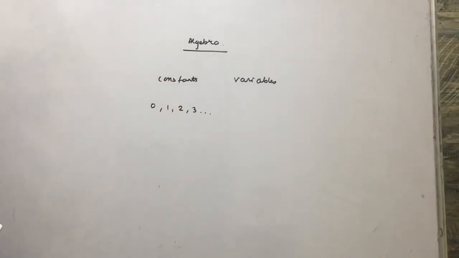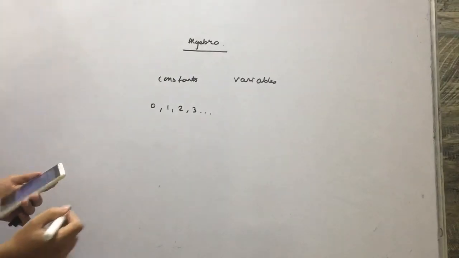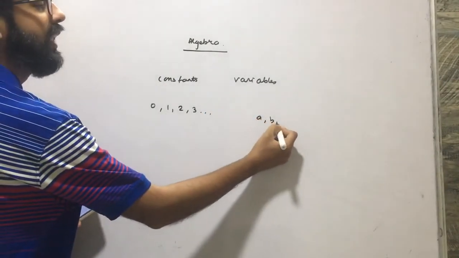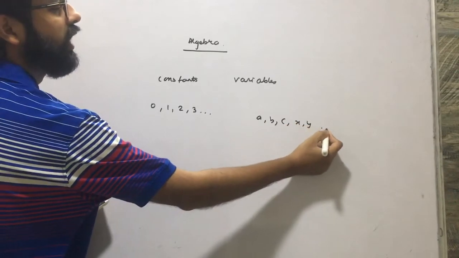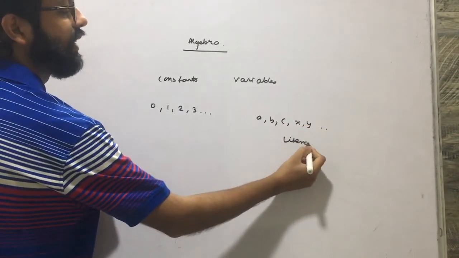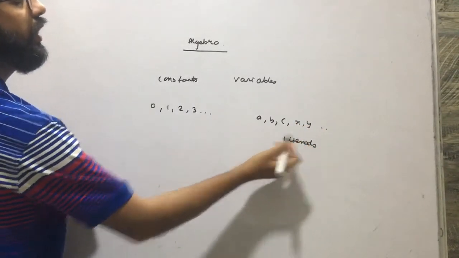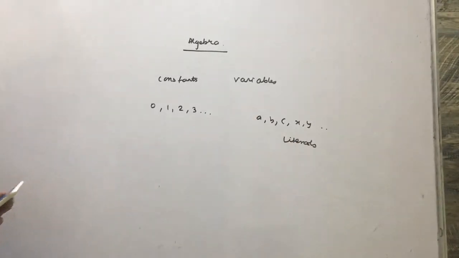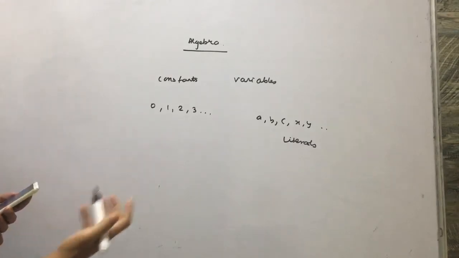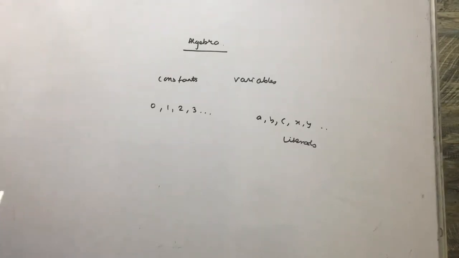Whereas variables are those whose value can vary. It can be 0, it can be 1, we don't know. So the value which is unknown is called a variable. The unknown numbers are represented by any alphabet like A, B, C, X, Y. These are called literals. We don't know the value of A. The value of A can be anything: 0, 1, 2, 3. So this is unknown, it is varying, so we call it a variable.